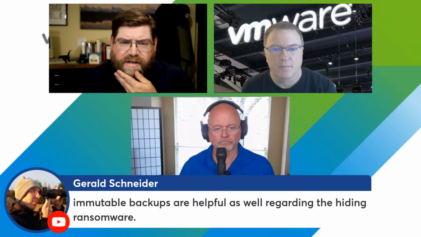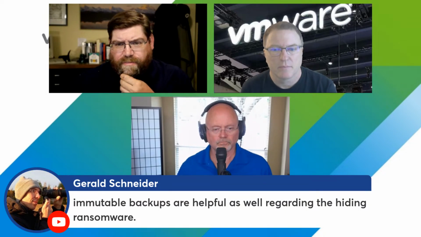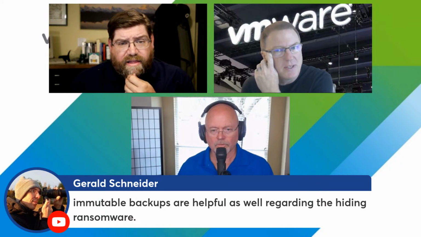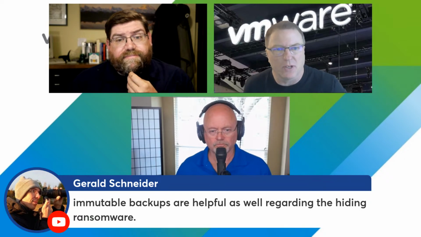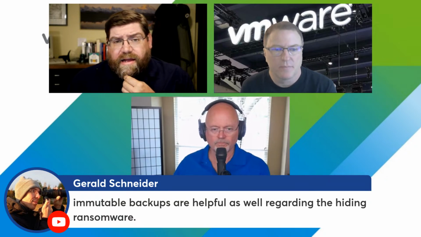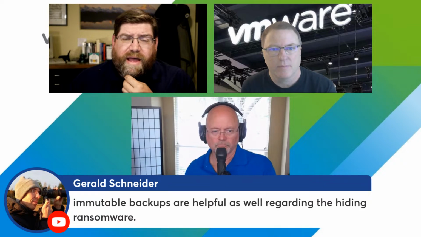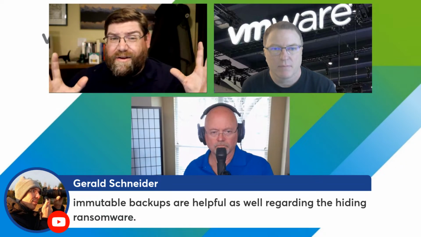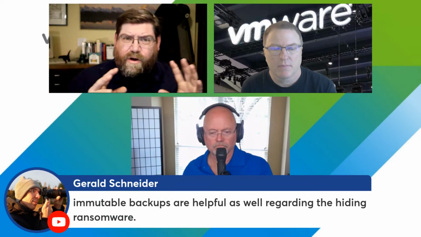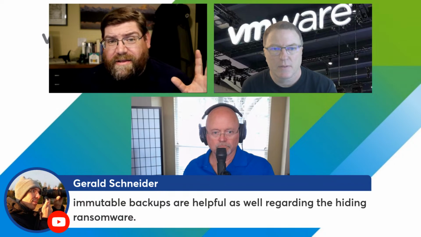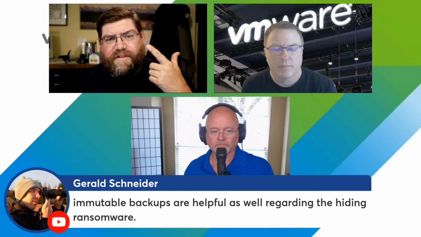Let's see, what else do we have here? Immutable backups are helpful, Gerald is commenting, as well regarding hiding ransomware. That's what I mentioned, though. If they're immutable, they could be immutable with the ransomware in them, right? You need to be able to restore them and not be vulnerable again. Also visibility: if you restore something from backup, you need to be able to catch it back up to current state. Even if you restore a workload that's not infected by anything, but you're restoring it to a state from two weeks ago or something, it might not have the latest patches or the latest security changes.